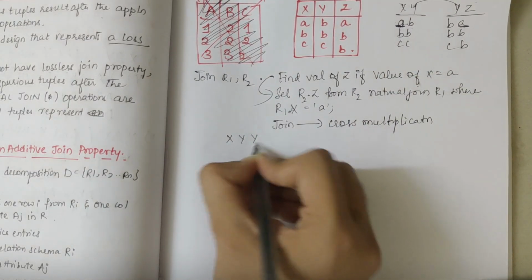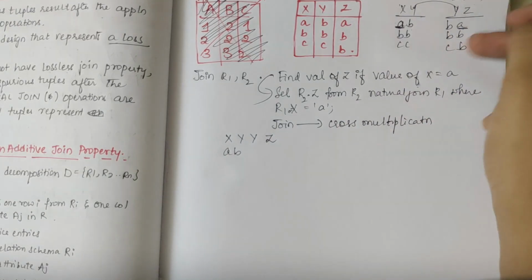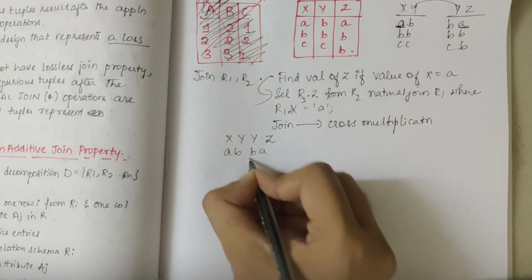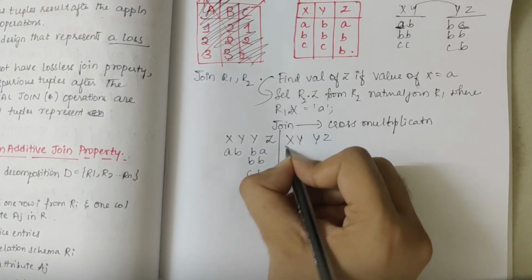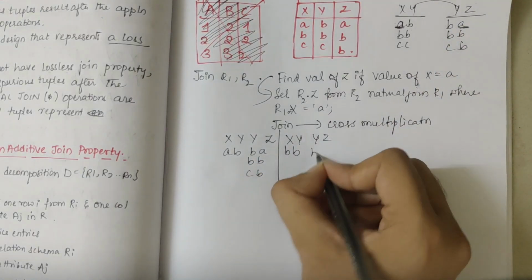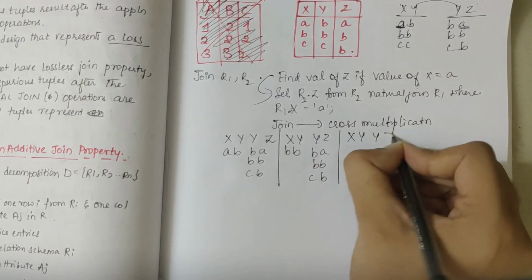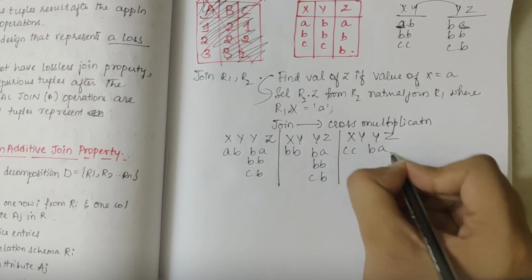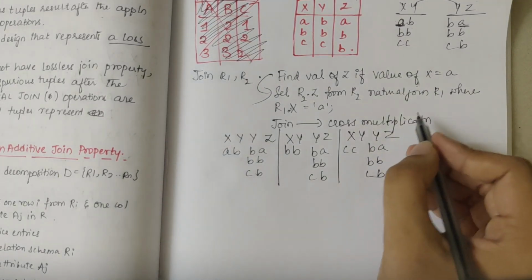So in order to join, first I'll consider AB and multiply it with all these. So I'll get BA, BB and CB. Next I'll take BB and multiply it with all these, BA, BB and CB. Next I'll take CC and multiply it with BA, BB and CB. So I have multiplied. So this was join.